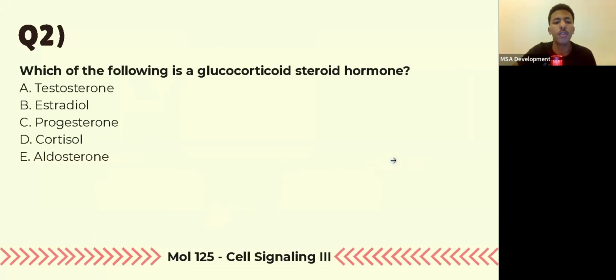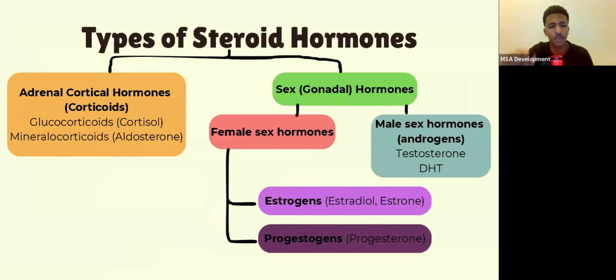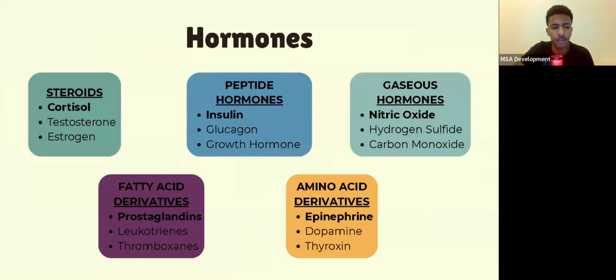Question 2. Which of the following is a glucocorticoid steroid hormone? This is ERP knowledge, kind of. You should still know it. So 3, 2, 1. Let's go through the types of steroid hormones. We had 5 different classes of hormones, and now we're going to dig deep into this class.